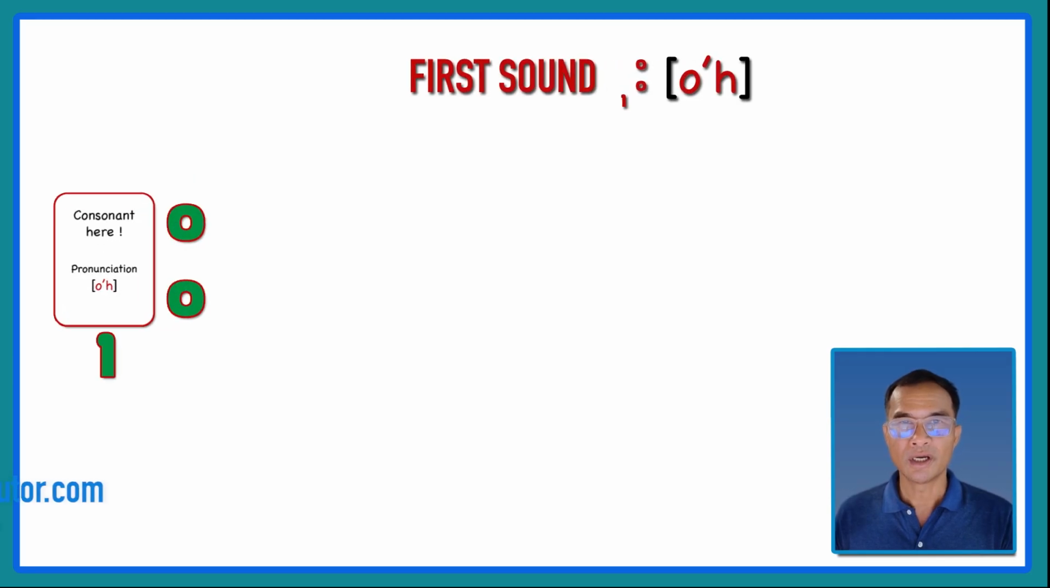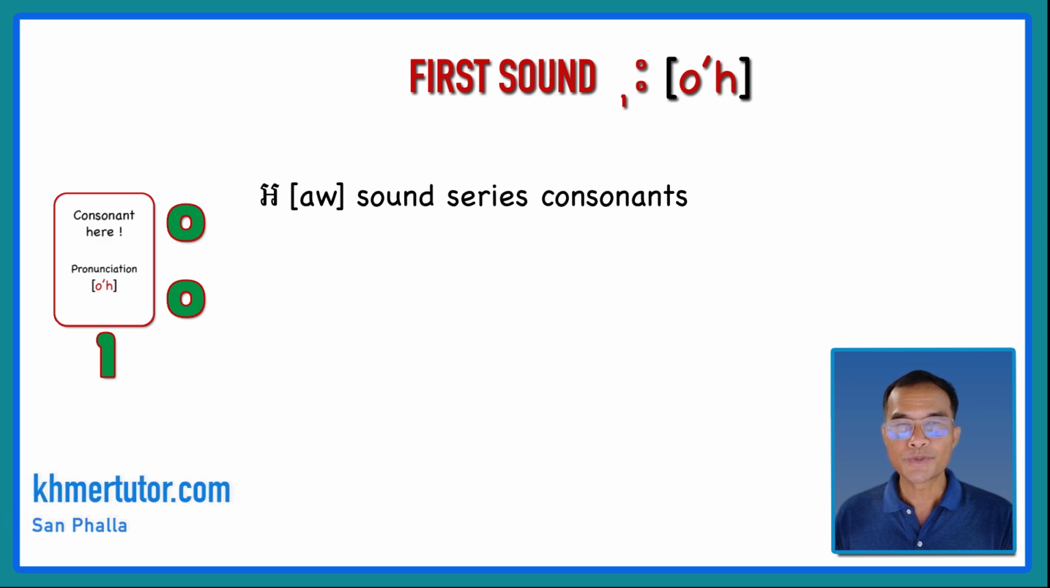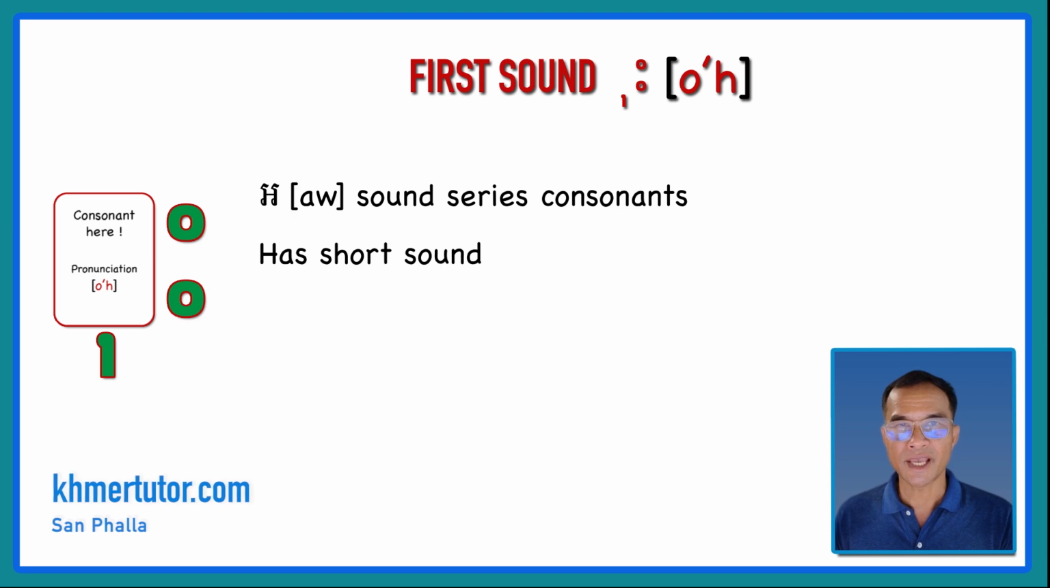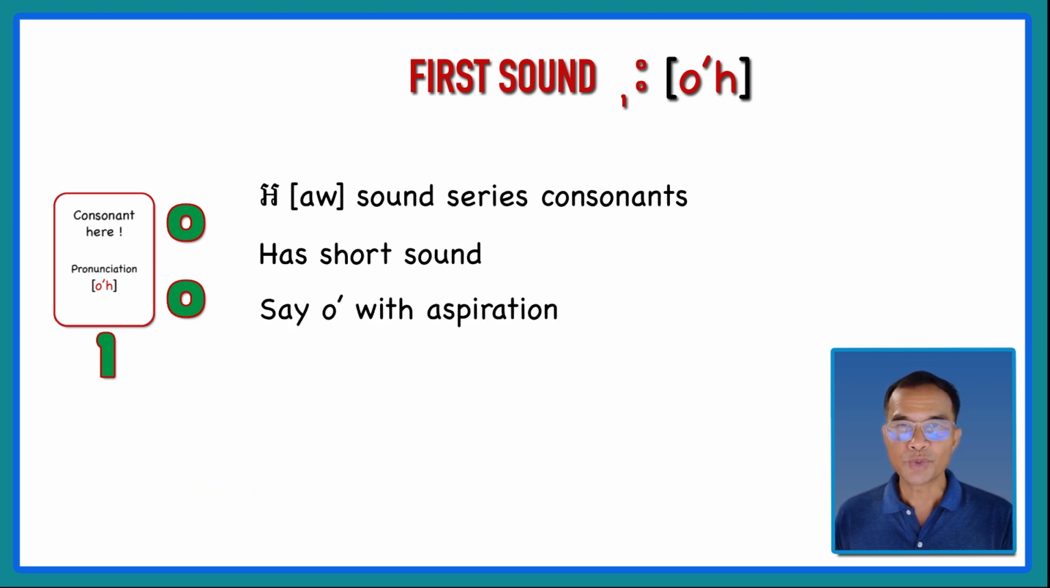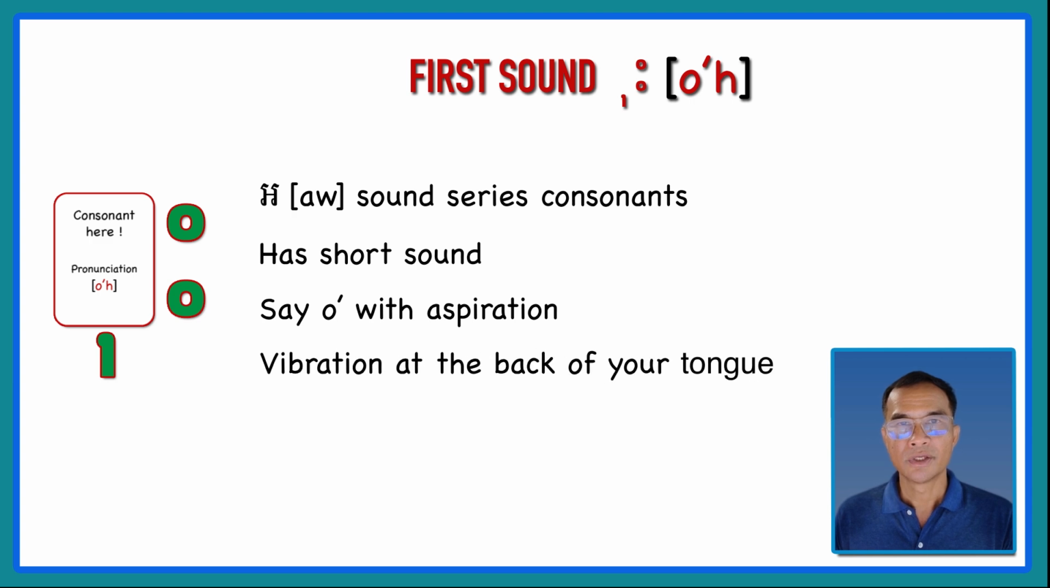The first sound of this vowel is O. O is used with all sound series consonants. O has a short sound. Say O with aspiration while you pronounce this vowel. O. You should feel vibration at the back of your tongue.